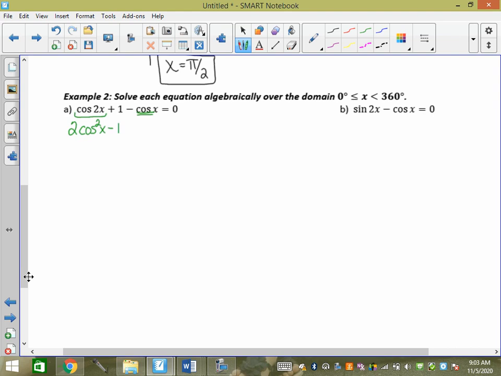Why am I not putting it in brackets this time? I told you to always put it in brackets. Are there any signs in front of it? No. Are there any numbers in front of cos 2x? No. So if I put it in brackets, I could just drop them right back off. If this was like a 2 cos 2x, then I'd have to put a 2 in front and distribute it, right? So you have to watch yourself when there's a coefficient. Plus 1 minus cos x equals 0. The ones cancel. I get 2 cos squared x minus cos x equals 0.